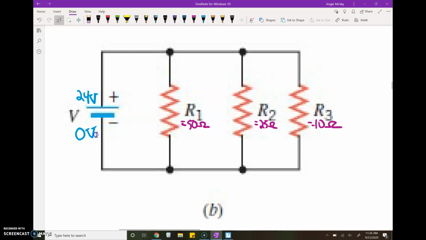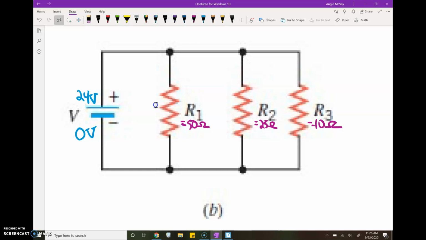Okay, so we've got the same 24 volts across the power supply, 3 resistors connected in parallel. We want to figure out what is the total resistance of the circuit, and that'll help us find the total current. Okay, and then once we know the total current, we can figure out what the current is through each of these resistors and what the potential drop is across each of the resistors.